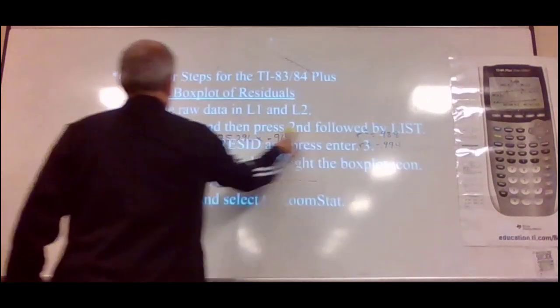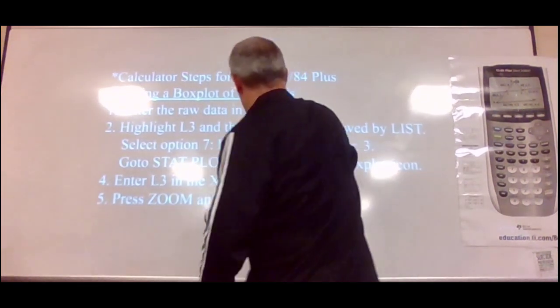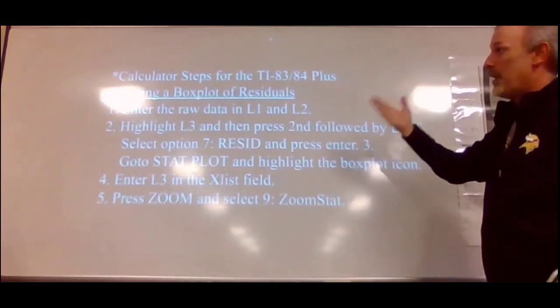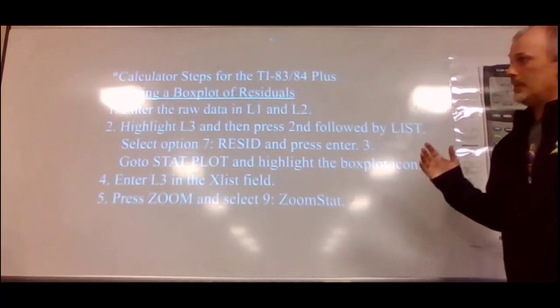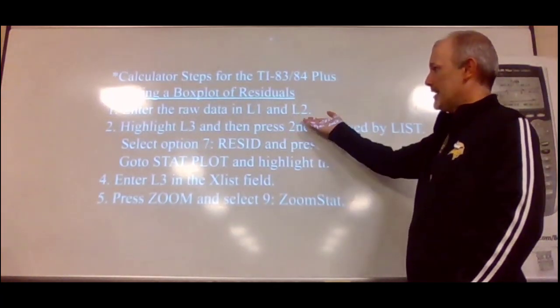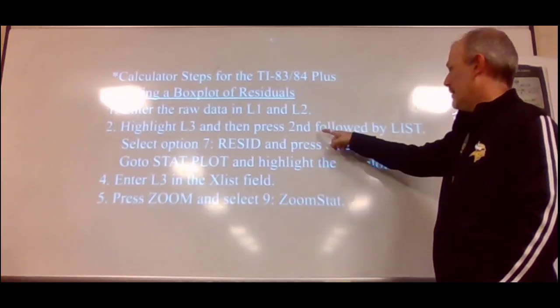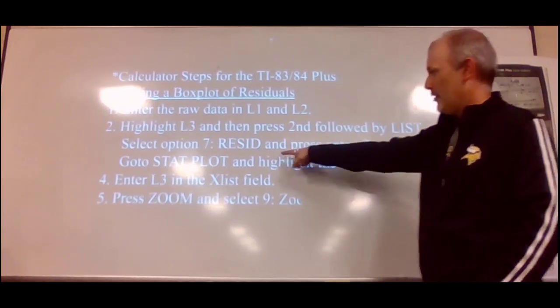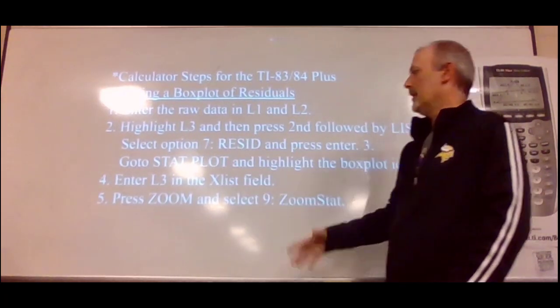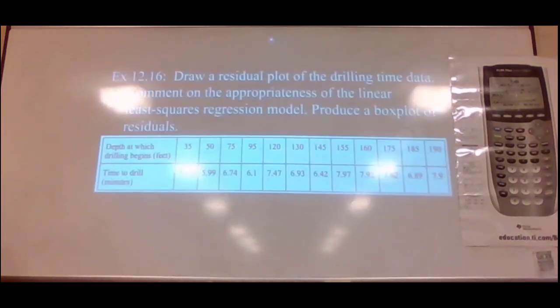This is the one we're not going to do. We can look at this, but we're not going to do this one. This is graphing a box plot of the residuals, which we also call a box and whisker plot. You still do the same thing. You put your raw data in L1 and L2. Then you highlight L3, and you make L3 your residuals. So we're not going to worry about doing that, so we're just going to skip by that one, which means we're going to skip by this one too, which is asking us to make the box plot of that.